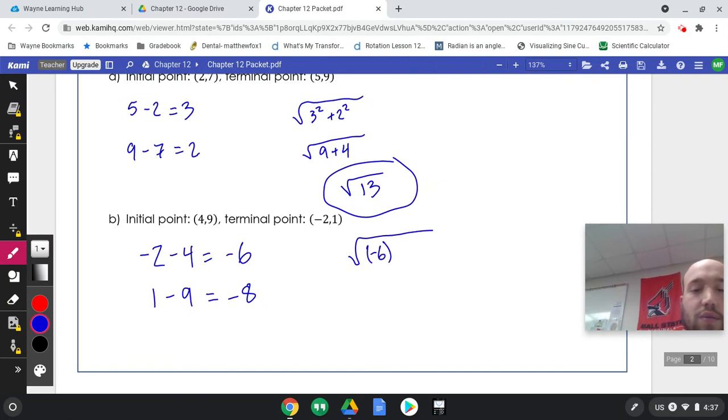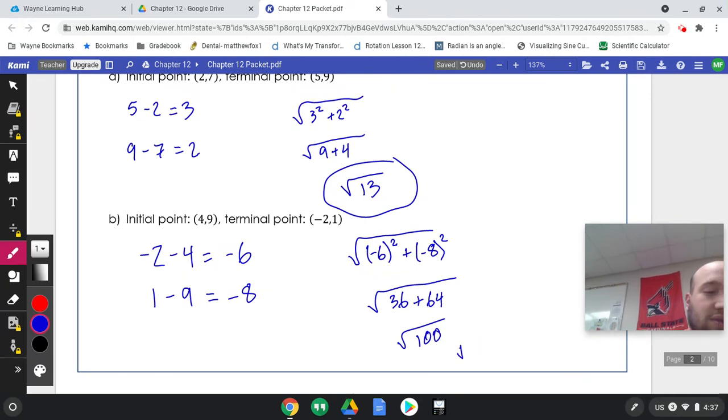So if we square those, remember, if we square a negative, it becomes positive. So that'll be the square root of 36 plus 64. We add those together. Square root of 100, hopefully we know, is 10. So the magnitude of this would be 10. And that's our final answer for the magnitude.